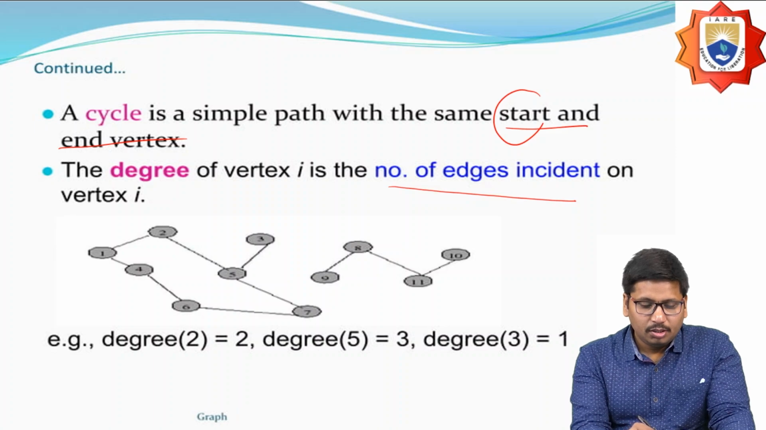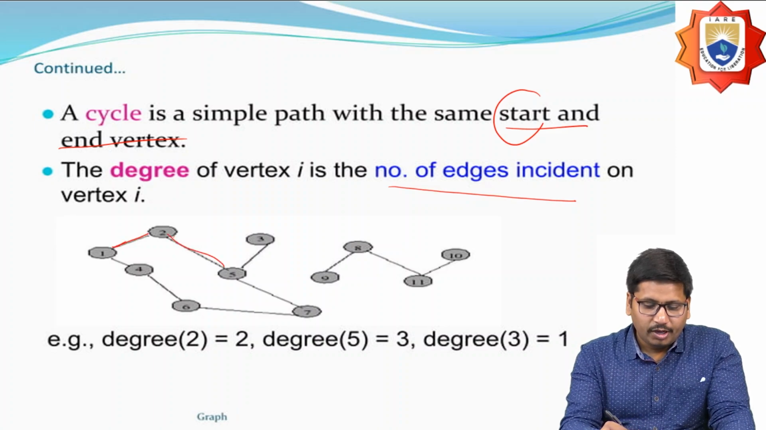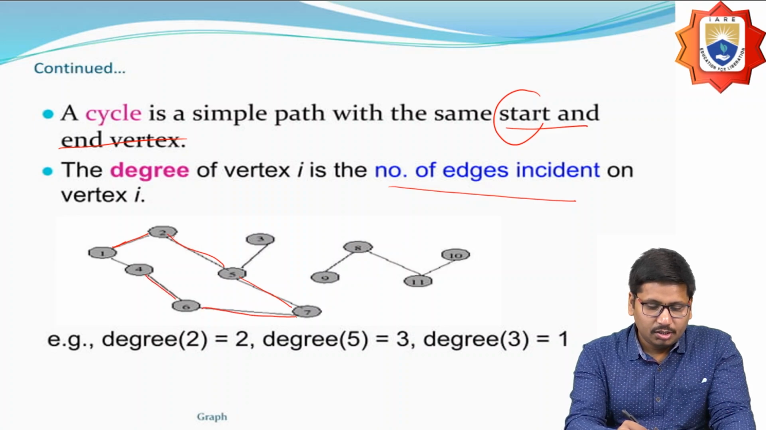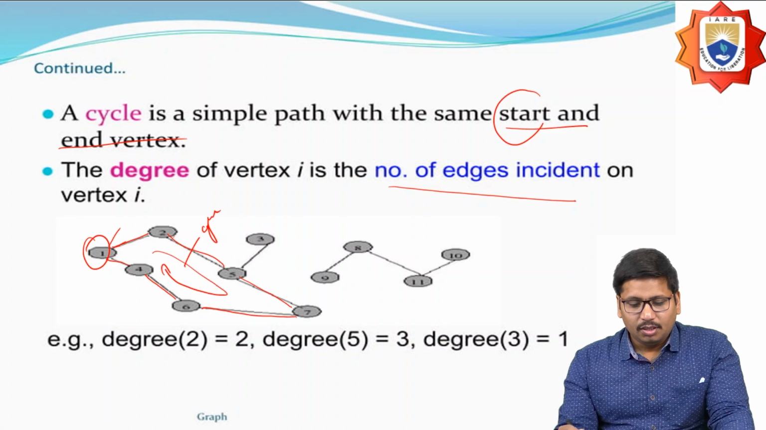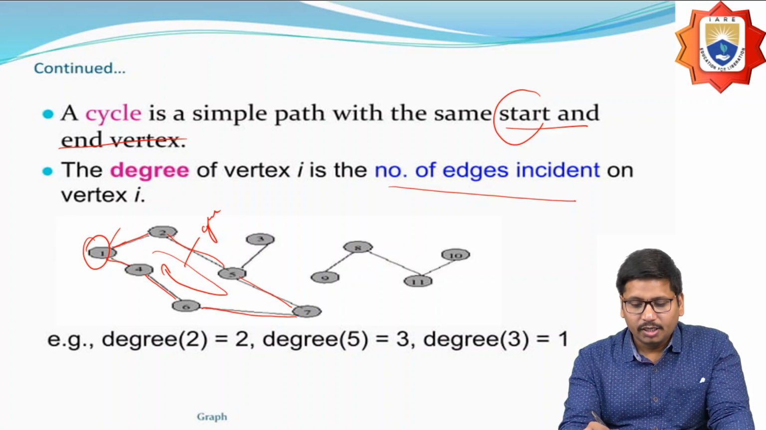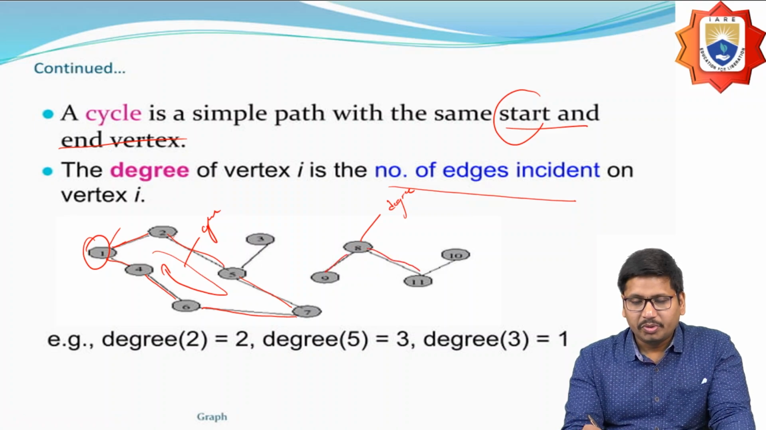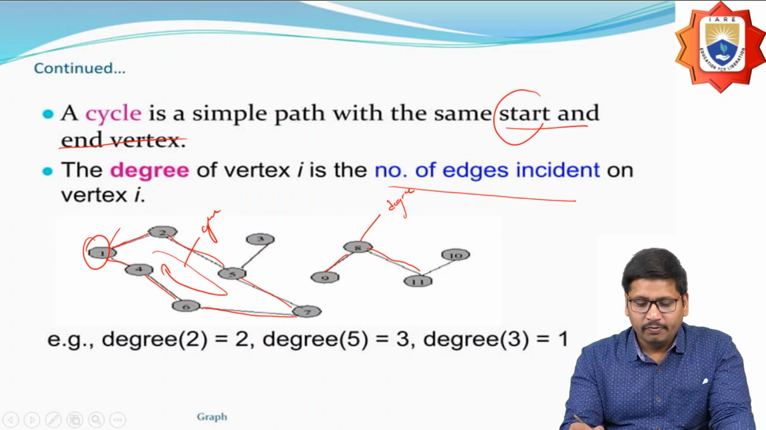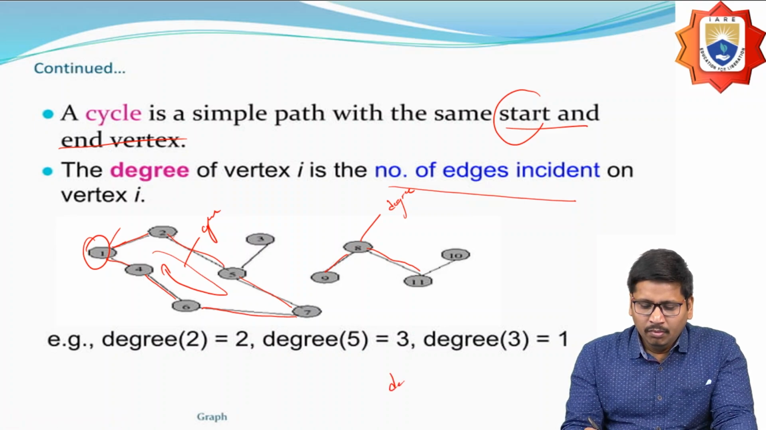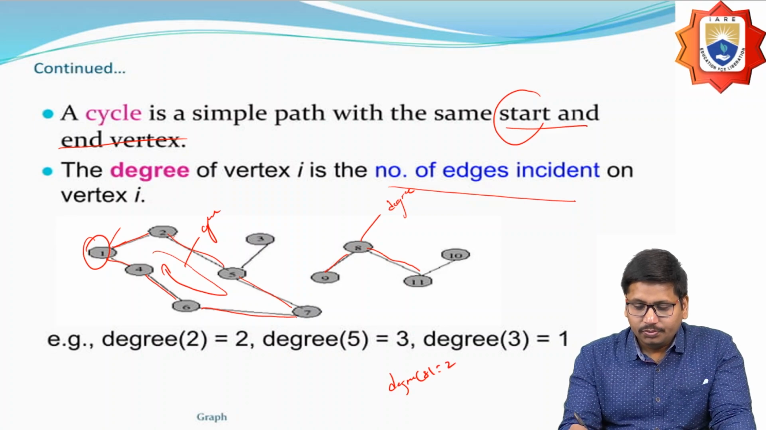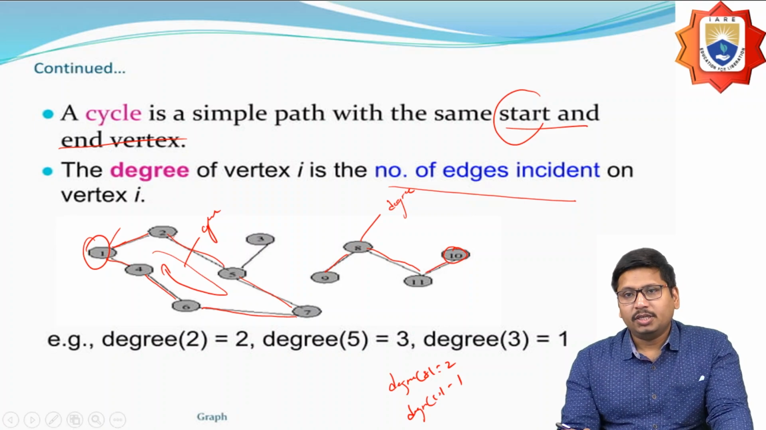Suppose 1 to 2, 2 to 5, 5 to 7, 7 to 6, 6 to 4 and 4 to 1. This should be called a cycle, because the starting and ending vertex is the same here. And how do we calculate the degree? The degree of a vertex is the number of edges that are incident to it. So the degree of 8 equals 2. What is the degree of 10? That should be 1, since only one edge is incident on it.